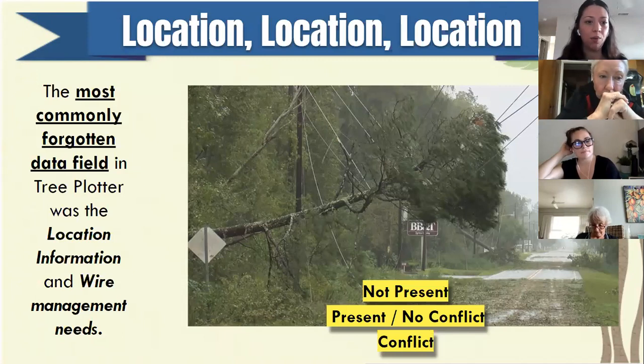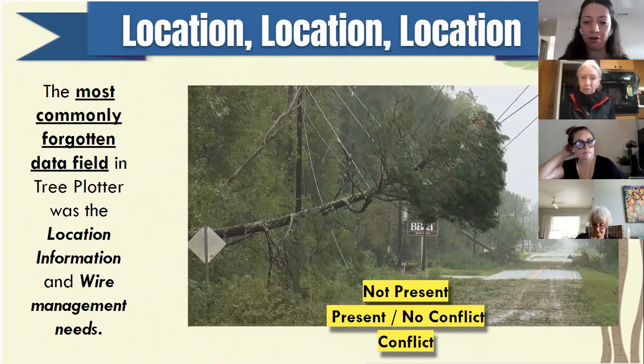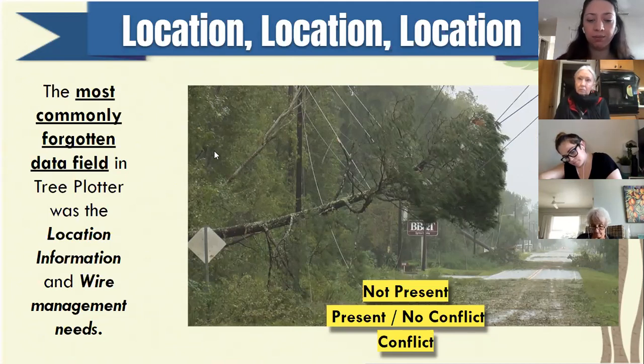Okay, and just a reminder, one of the most commonly forgotten data fields in Tree Plotter was the location information and the wire management needs. These are really important for maintenance use. And like I said, when we're going back out into the field to recheck these trees later on after they're inventoried. So just a reminder with the wire management that we're looking for: if they're present or not present, and if they are present, if they are in conflict with the tree or not. If the wires are, I believe, within 5 feet of the tree, within room that the tree could grow within a year into the wires, we would consider that in conflict and something that we would want to record for our management needs.